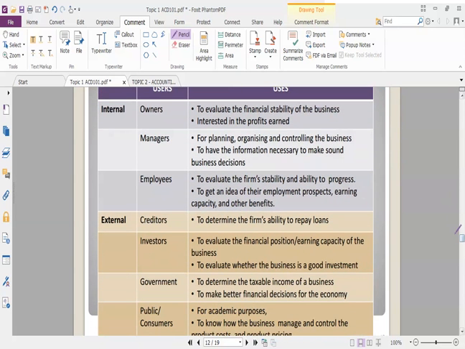And then external creditors, they need to determine the firm's ability to repay the loan. Okay, that is the creditors. Investors evaluate the financial position and the capacity of the business, to evaluate whether the business is good for investment. Government, to determine the taxable income of a business. Okay, you are paying tax to the government for your business?